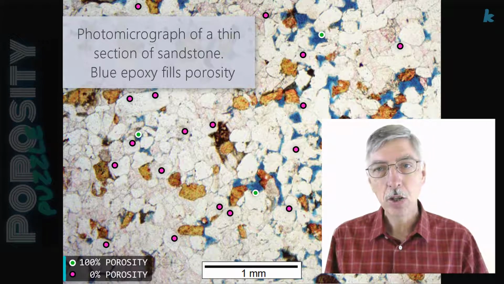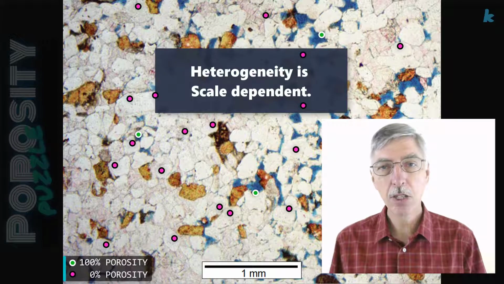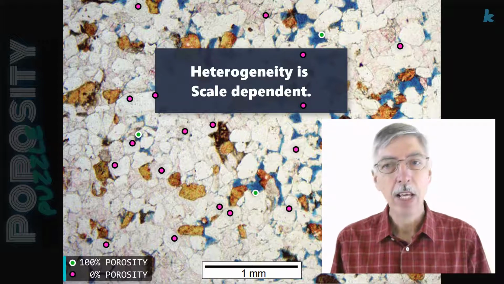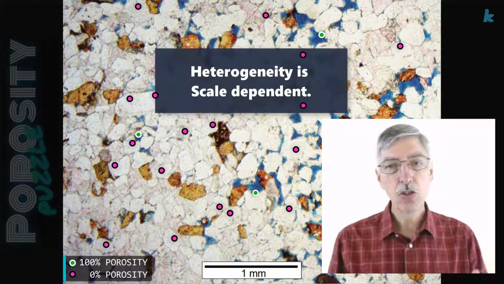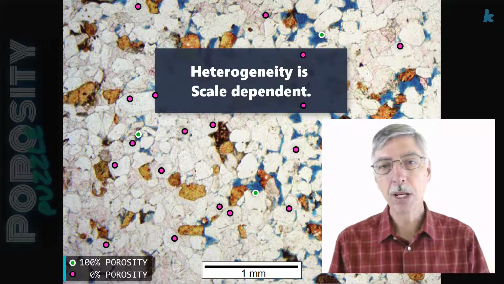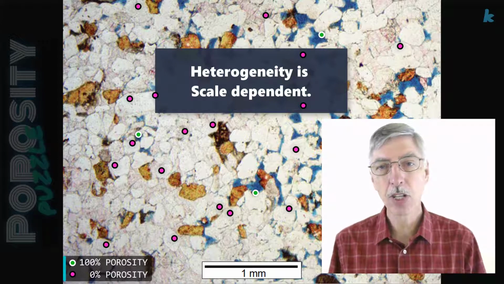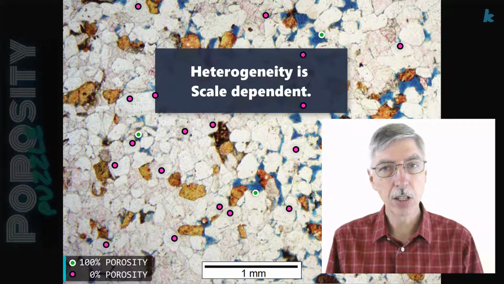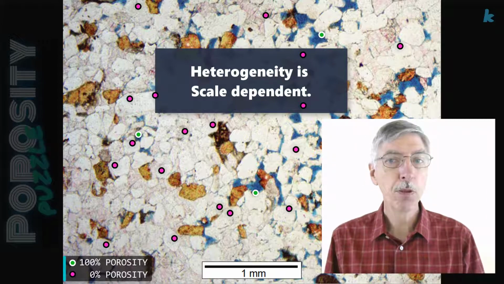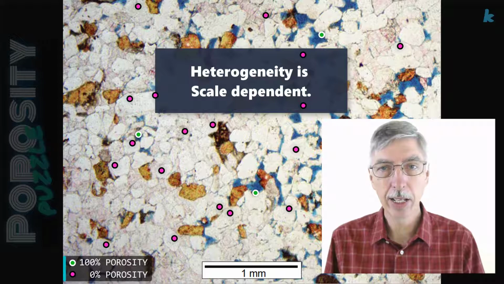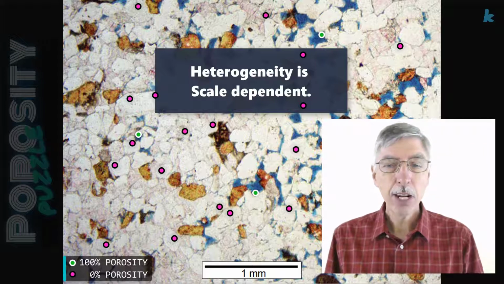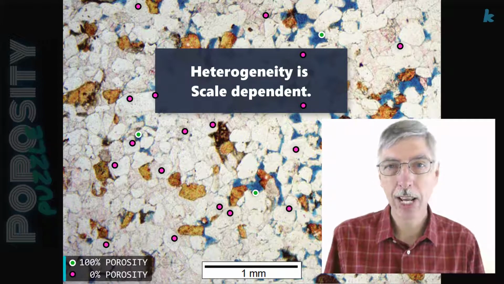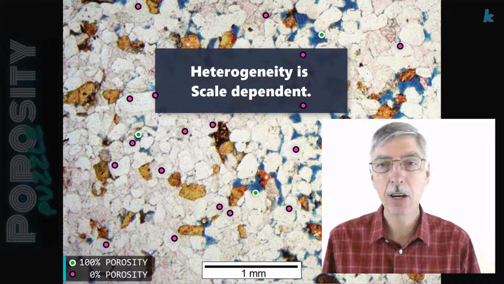My point in doing this is to say that heterogeneity is scale dependent. We're looking at a much different scale here. And if I were to zoom out and not be looking at 1 millimeter on the scale, but tens of meters on the scale, this particular rock, the matrix porosity in this rock, would be very homogeneous or trending toward homogeneity. Whereas if we looked at a fracture system at the scale of a few meters, we're nowhere near homogeneity yet. It would be very heterogeneous still.